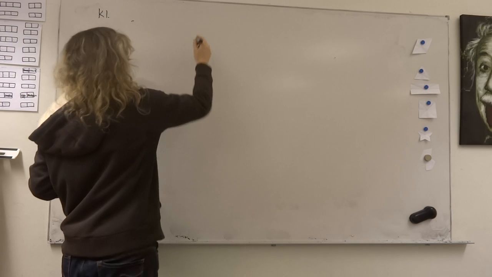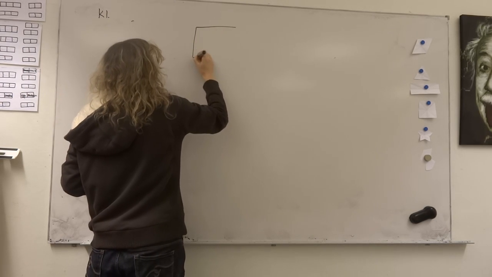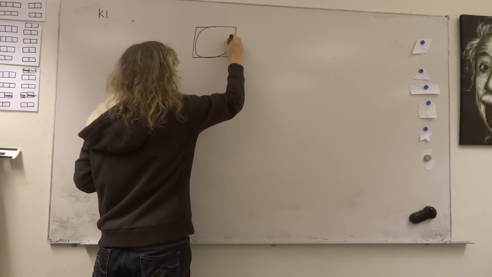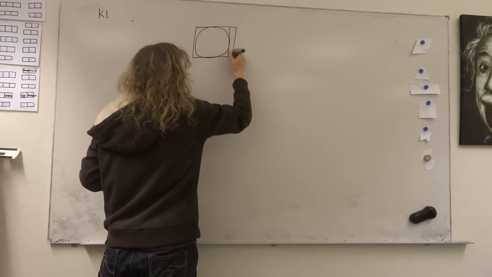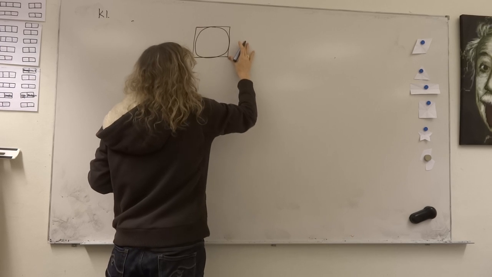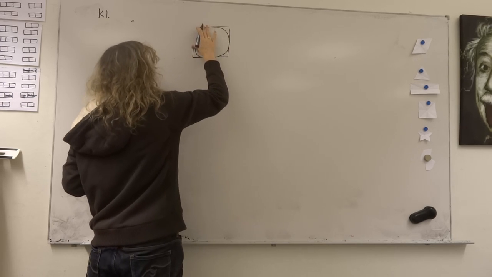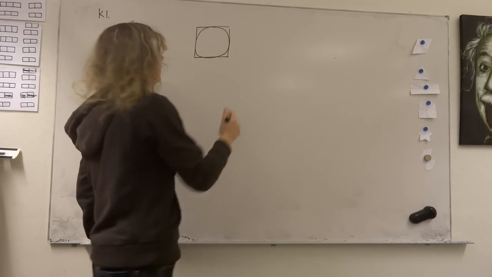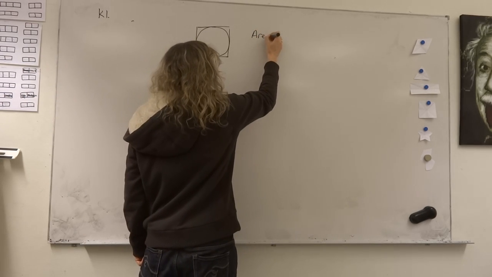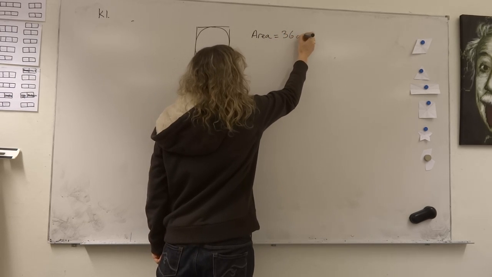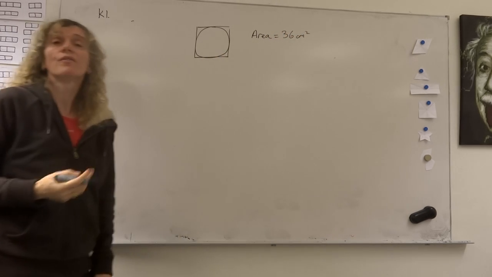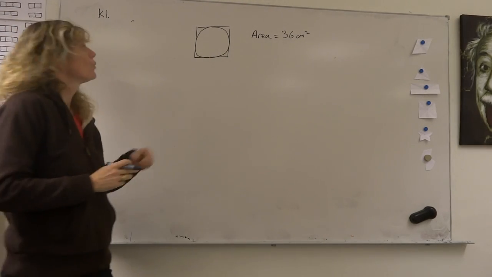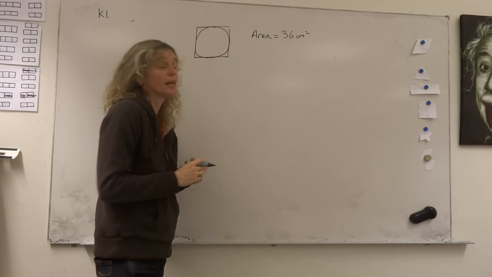Question 3, we have a square. And inside the square, we have a circle. Okay, pretend it's a perfect square and a perfect circle. I know it leaves a lot to the imagination, but what we know about this square is that the square has an area of 36 centimeters squared. So the first thing we need to work out, if we're going to be able to work out the area of the circle, is we need to work out what the length of each side is.